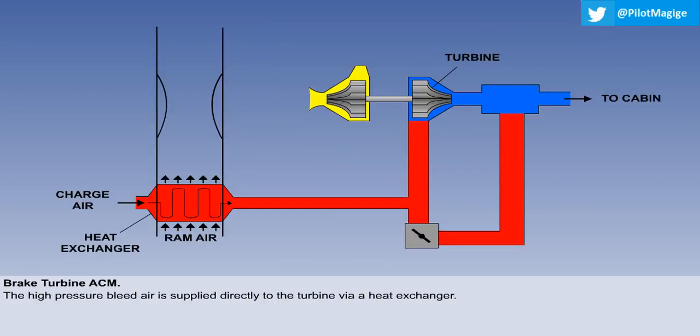In the brake turbine system, the bleed air pressure from the engine needs to be considerably higher than the pressure required by the bootstrap system. The charge air is supplied directly to the turbine via a heat exchanger.